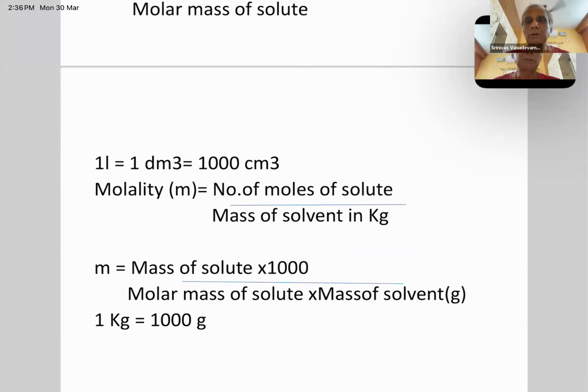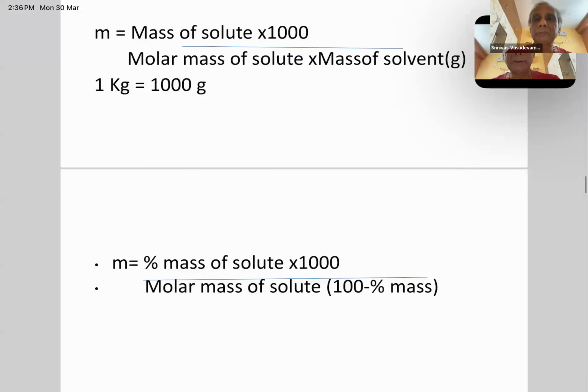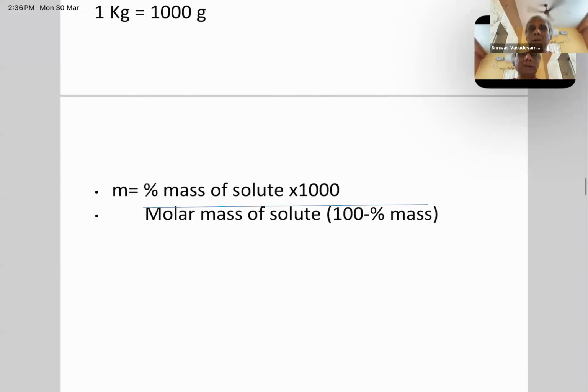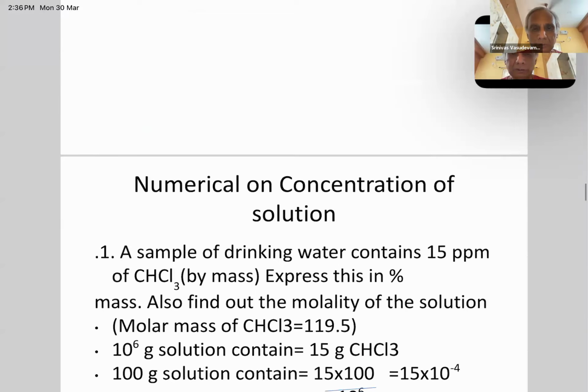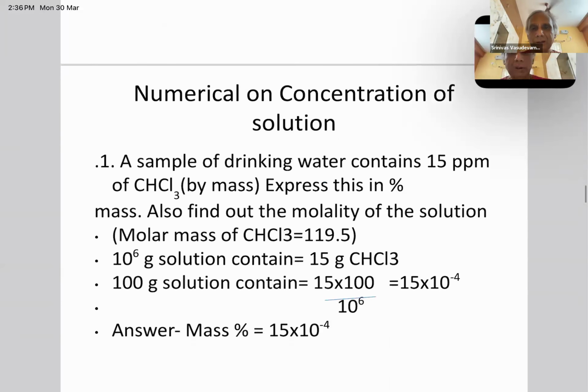Molality is the number of moles of solute divided by the mass of solvent in kilogram. Or I can write it as mass of solute divided by molecular mass of solute into 1000 by mass of solvent in gram. 1 kilogram equals 1000 gram. In terms of percentage mass, it is percentage mass of solute divided by molecular mass of solute into 1000, divided by 100 minus percentage mass of solute. We'll do a few numericals based on this.